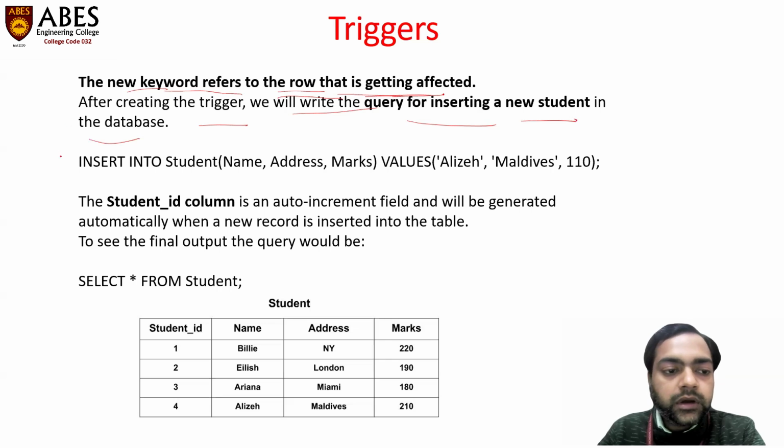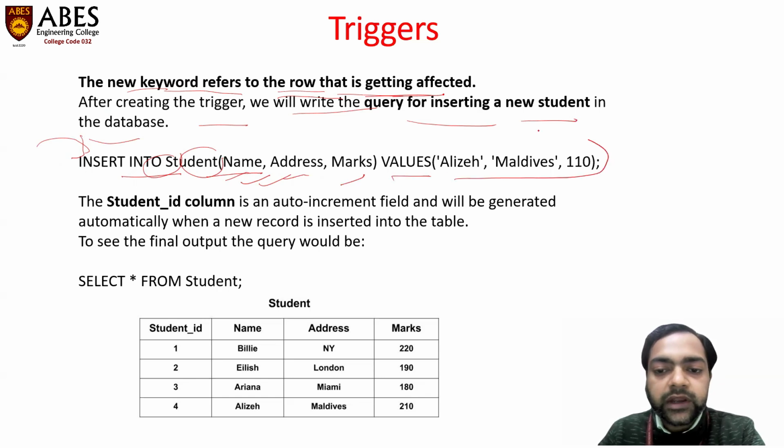But now we want to execute the insert statement. So how? The same process: insert into table name, and whatever values we have to provide, name, address, and marks only, right? After that, values, and these are the values we need to provide here. Now the student ID column is an auto increment field and will get generated automatically whenever a new record is generated in the table. So we do not need to provide the value of the ID here.